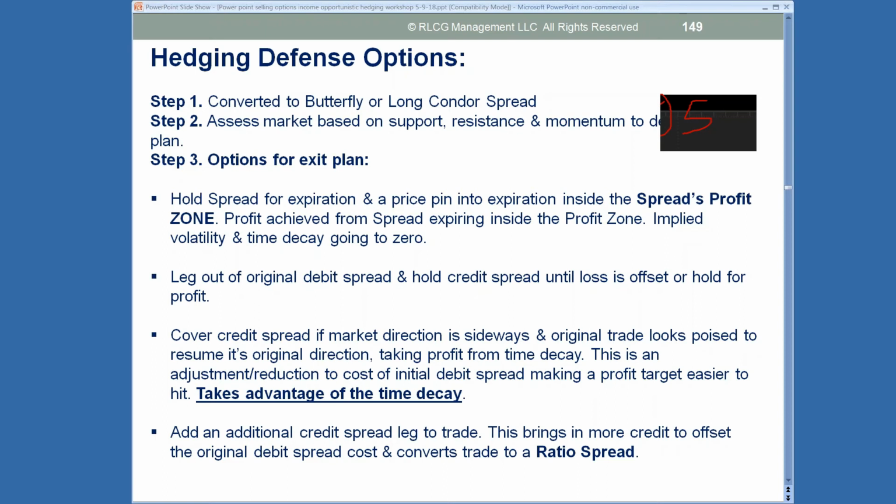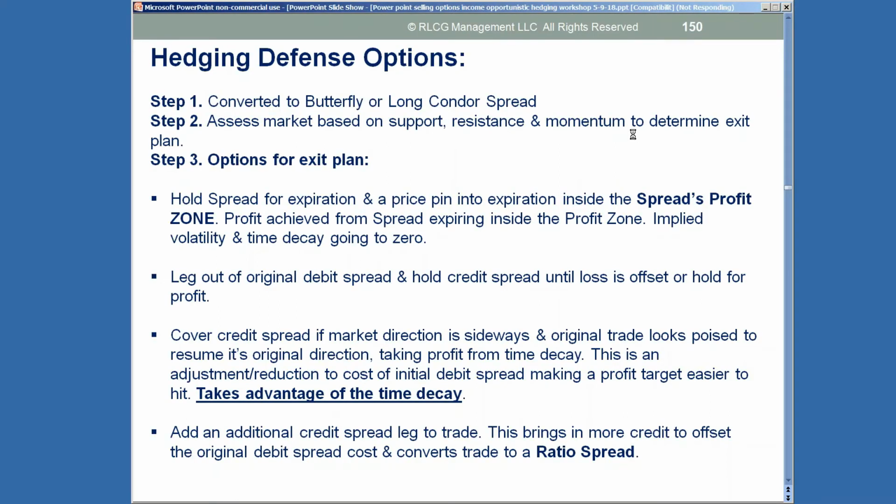So you want to then, step one is to convert either to a butterfly or long condor. So if you've got a trade that's starting to stall out, go against you, you've got the option of either stopping the trade out, taking your loss, or you've got these two different strategies you could look at. So you want to assess the market based on, again, support, resistance, momentum, Fibonacci levels, whatever you're looking at to kind of determine your exit strategy. What is your line in the sand that triggers something to make you take action?